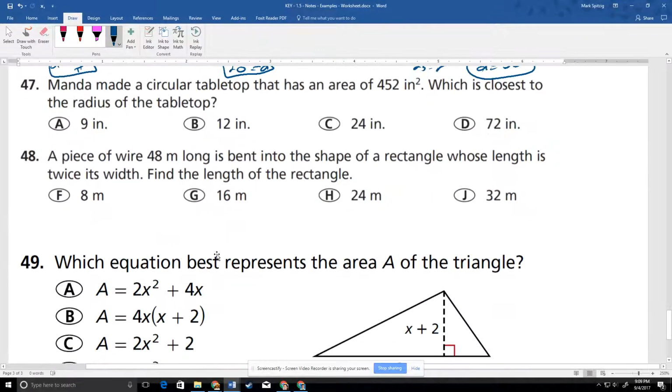All right, this is a circular tabletop. It has an area of that, which is the closest to the radius. So essentially, we know the area of a circle is pi r squared. We know that it's also 452. So we're basically solving for the radius. We divide both sides by pi. So 452 divided by pi is going to give us 100 about. And because it says about, which is closest, we're okay with rounding in this case.